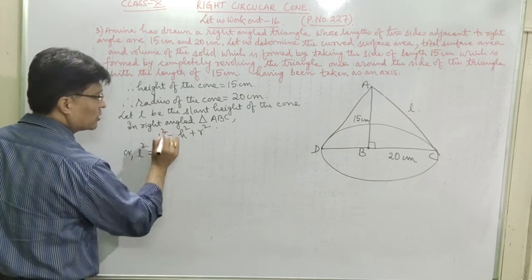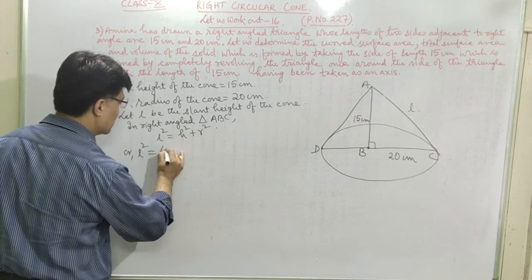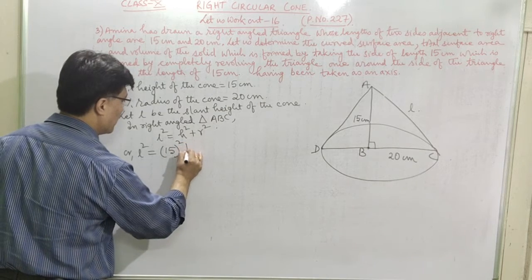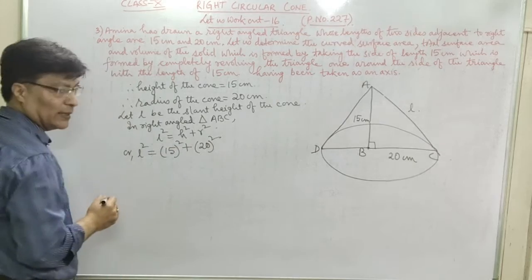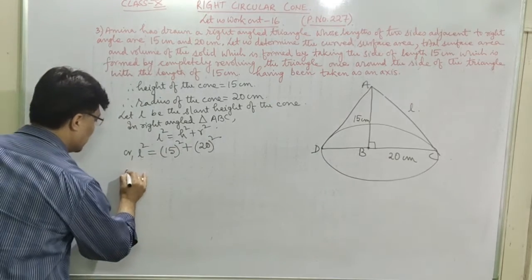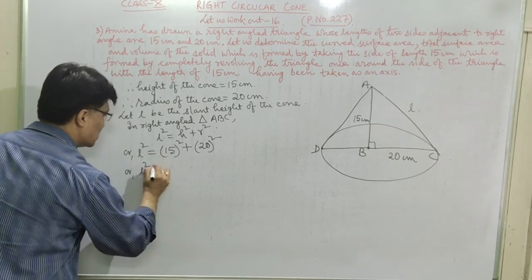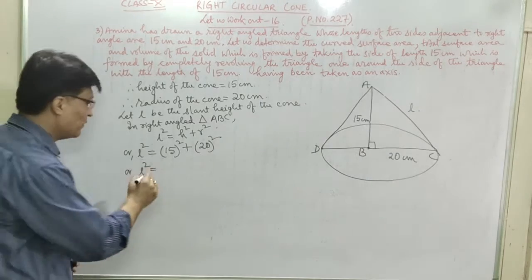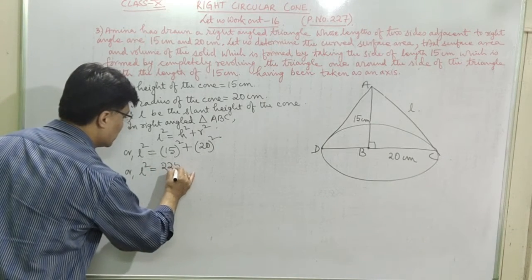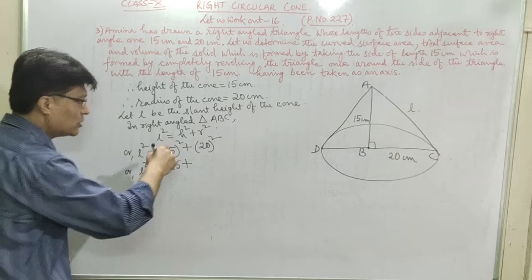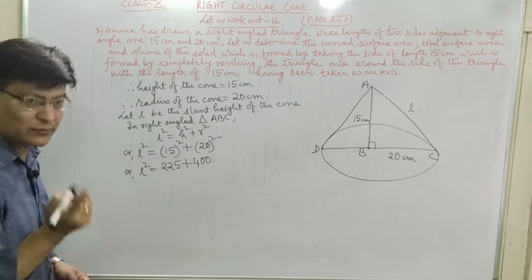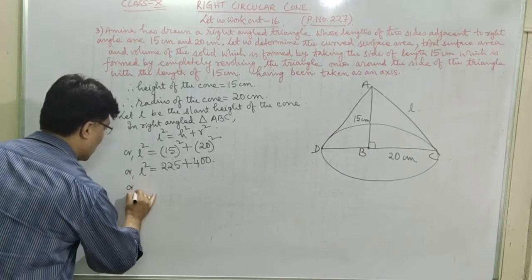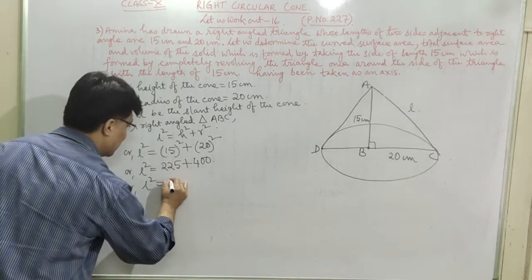Or L square is equal to, what is H whole square? That is height whole square, 15 whole square, plus what is R whole square? That is 20 whole square. Okay, so let us simplify it. L square is equal to 15 whole square, 15 into 15, which is 225, plus 20 whole square, that is 400. 20 into 20 is 400. You know that.